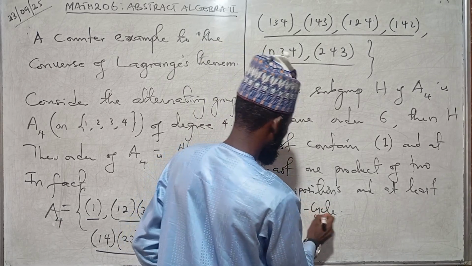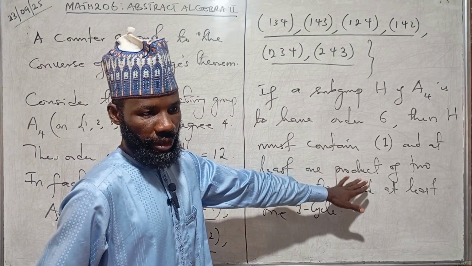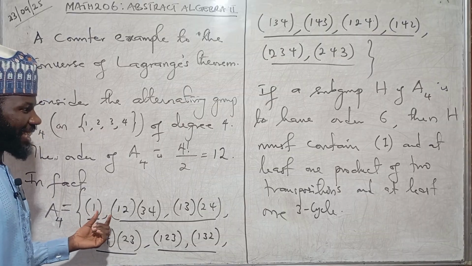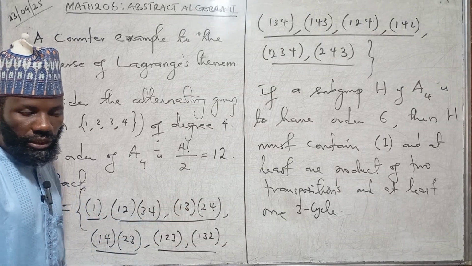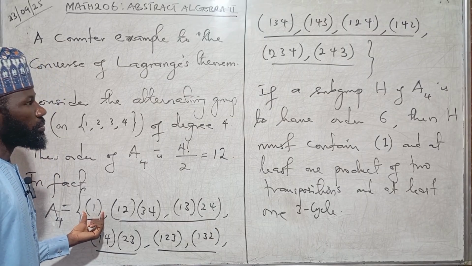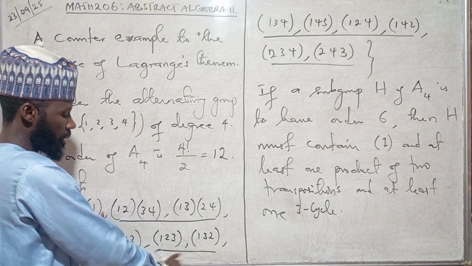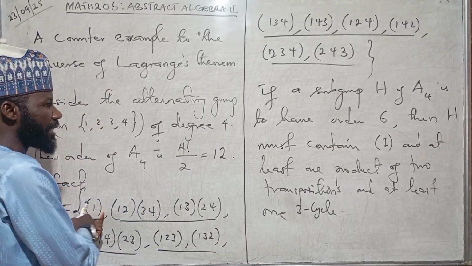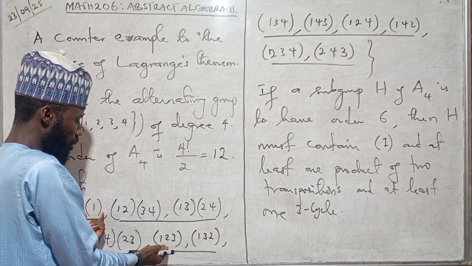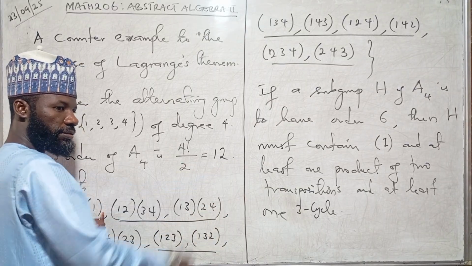Sorry, at least one 3-cycle must be there. So why am I making this claim? The reason is that if you are to have a subgroup of order 6, every subgroup must contain the identity, so the identity must be there. And if you want to form the subgroup using exclusively 3-cycles, this will not be possible, because if you remove the identity out of the 6 elements, you'll be left with, not 12, 5 elements.